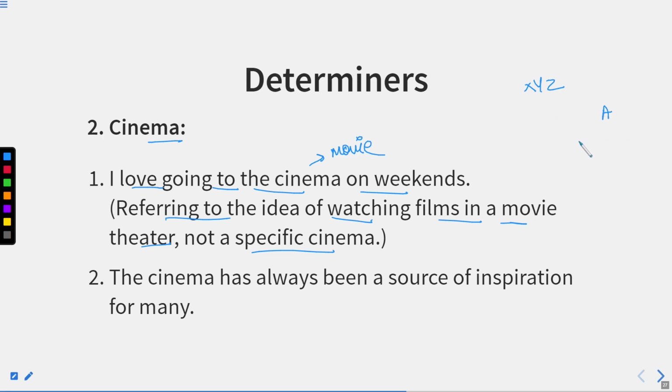Now, if I say that I'm going to the cinema today, it means I'm not going to see the cinema XYZ. I'm going to see this movie A in that particular cinema. Now, the cinema has always been a source of inspiration. Again, your cinema refers to a particular movie or a particular play that is going on in that cinema.